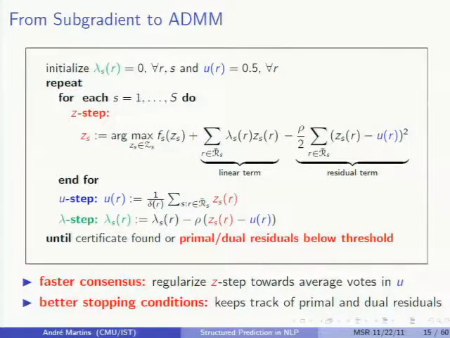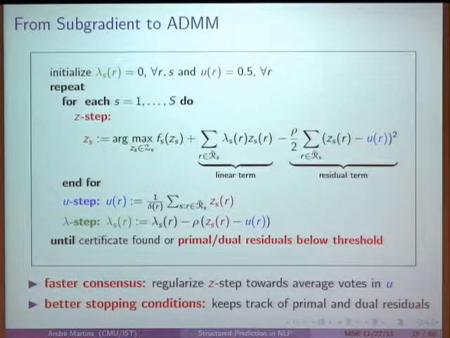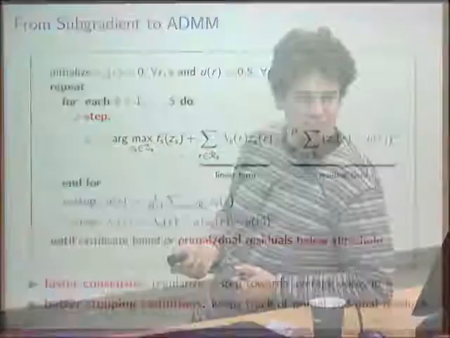So in addition, there are some better stopping conditions. Even if you have a relaxation gap, we can keep track of a primal and a dual residual. So this residual term is giving that information. And we can stop our algorithm if we are below some threshold. This gives us a method to stop the algorithm even if you don't have a certificate for the exact problem, right? Okay, so any questions so far?